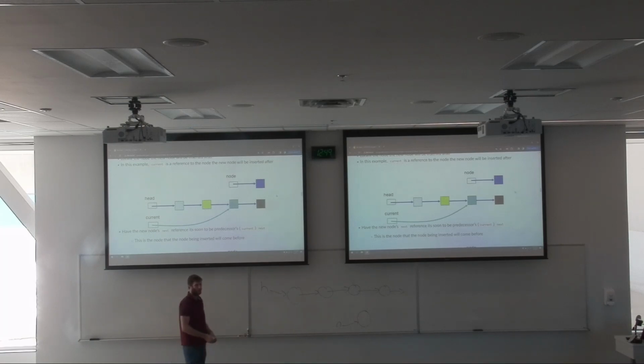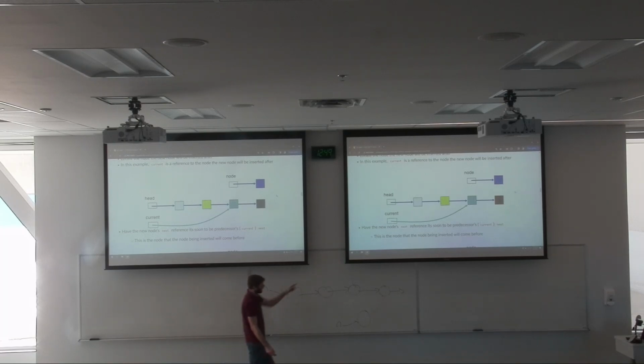Set the new node's next to the current's next. So current's next is this one. New node's next you want to go to here. Is that correct? Now what?